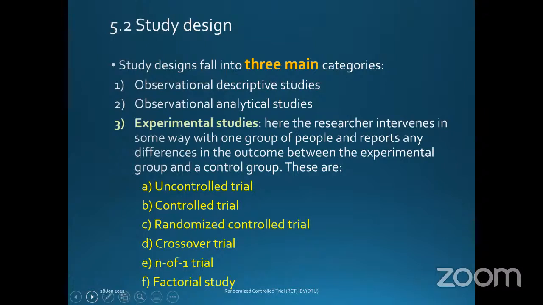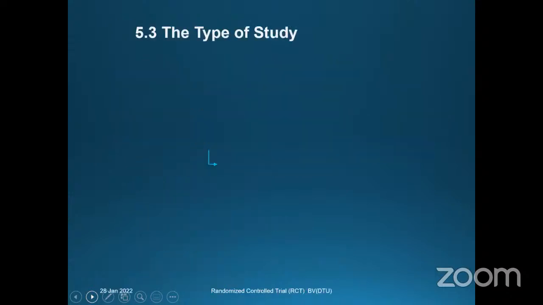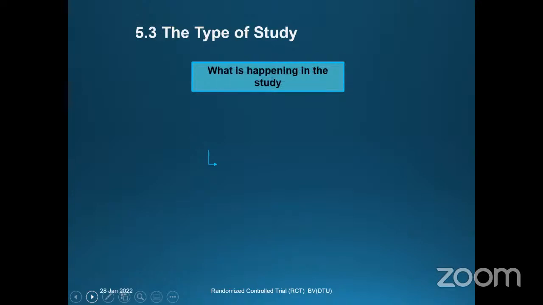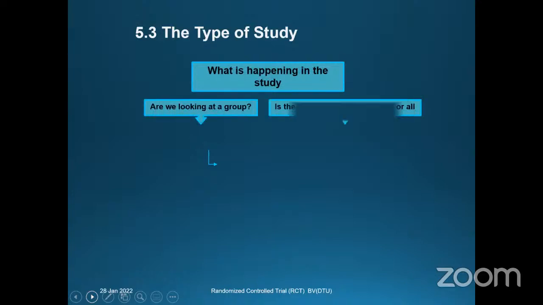So study designs fall, as you all know, into three main categories: observational descriptive studies, observational analytical studies, and experimental studies. Here the researcher intervenes in some way with one group of people and reports any differences in the outcome between the experimental group and a control group. That means there are two groups. So the experimental studies are uncontrolled trials, controlled trials, randomized controlled trial, crossover trial, N of one trial, and factorial study. So the types of study, as you know, depend on what is happening in the study. Are we looking at a group?